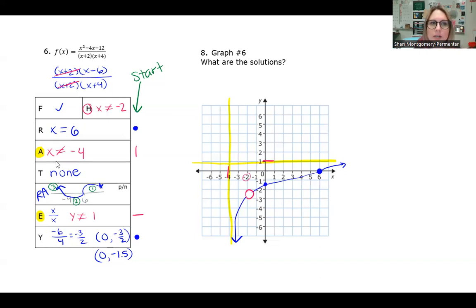My last little part, is it going to be above or below the x-axis? Above. And so it's going to use the asymptotes like we did last class.